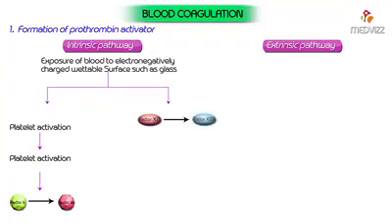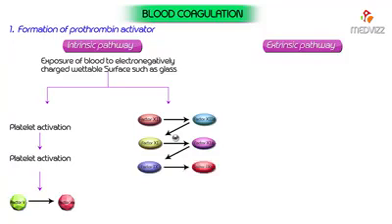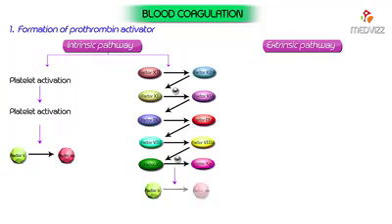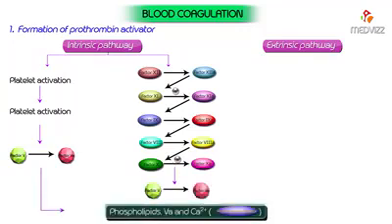Activated factor 12A leads to activation of factor 11 to factor 11A in the presence of calcium, which in turn activates factor 9 to factor 9A, which in turn activates factor 8 to factor 8A, which leads to activation of factor 10 to factor 10A in the presence of calcium. This factor 10A leads to activation of factor 5 to factor 5A. Phospholipids, activated factor 5, and calcium form the prothrombin activator.